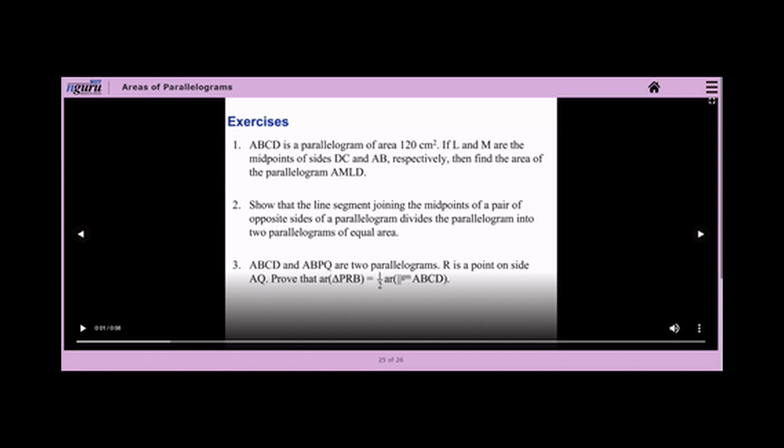So this ABCD is a parallelogram. Area is 120, and L and M are midpoints. You have to draw the figure. What will be the area of AMLD? 60, ma'am. So you have found that, and then show that the line segment joining the midpoints of a pair of opposite sides of a parallelogram divides the parallelogram into two parallelograms of equal area. And then ABCD and ABPQ are two parallelograms. R is a point on AQ. Prove that the area of PRB is equal to half the area of ABC. So this is where we stopped yesterday. Shall we continue? Yes, ma'am.